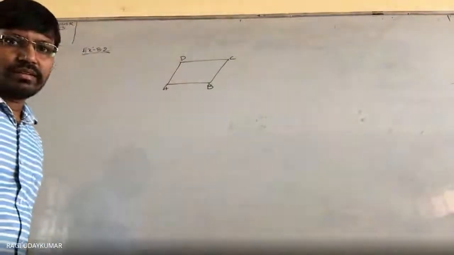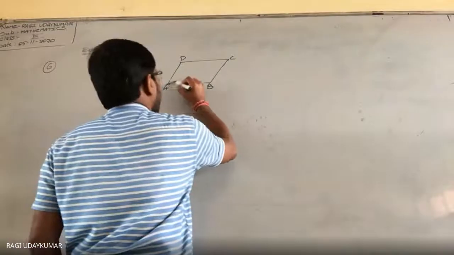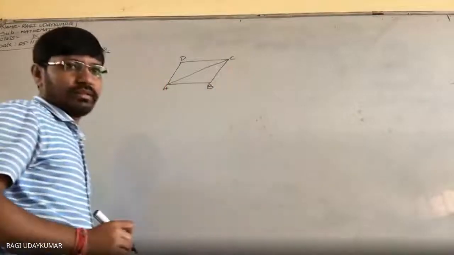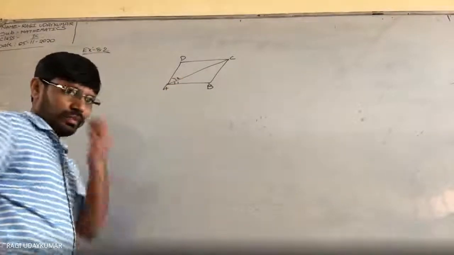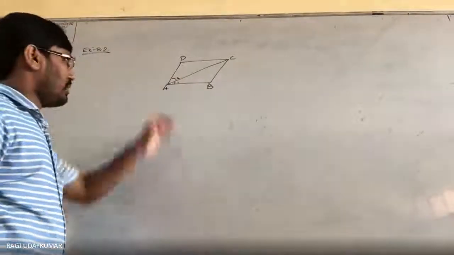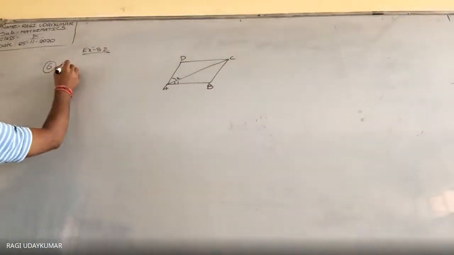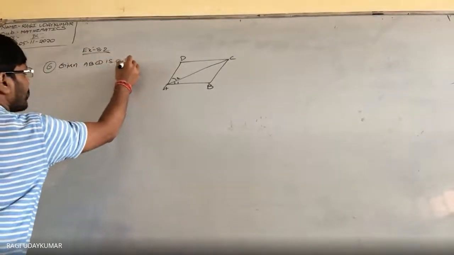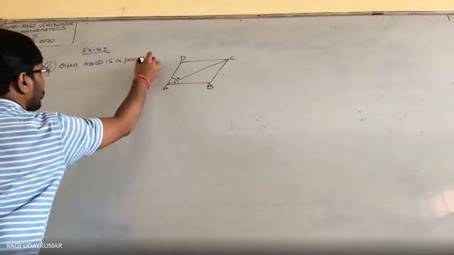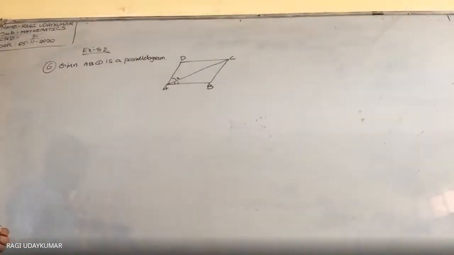ABCD is a parallelogram. Okay. So AC bisects angle A. So this is 1 and 2. It is bisecting angle A. So here we have to prove what is given here. ABCD is a parallelogram is given. Okay.